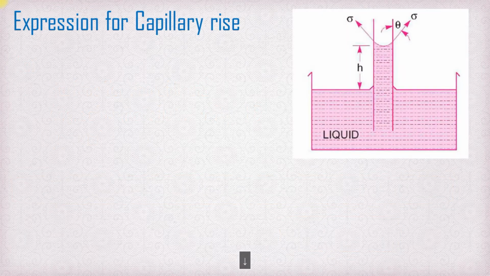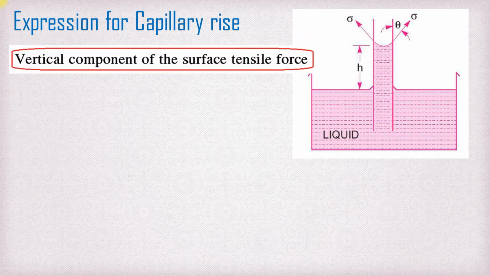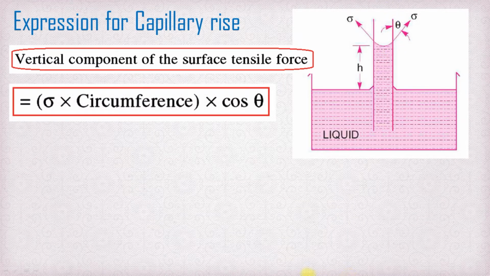Here the vertical component of the surface tensile force is sigma into circumference into cos theta. Generally we know that the term which makes an angle with the reference line is called the cos term and the remaining term is called the sin term. So the component of the surface tension in the y direction is sigma cos theta.